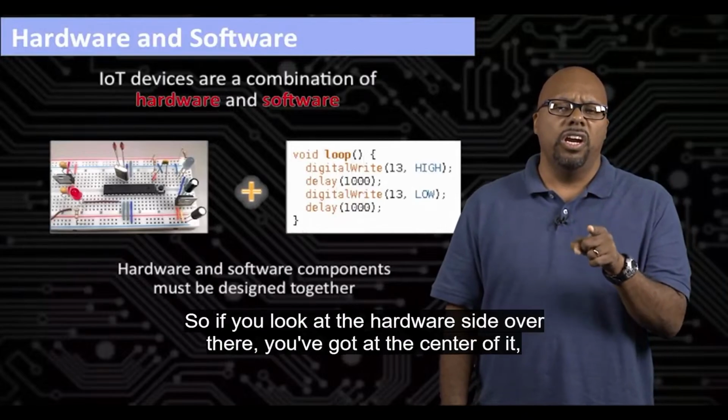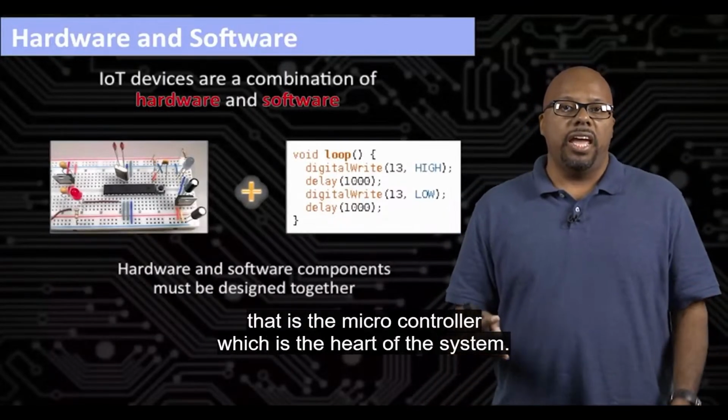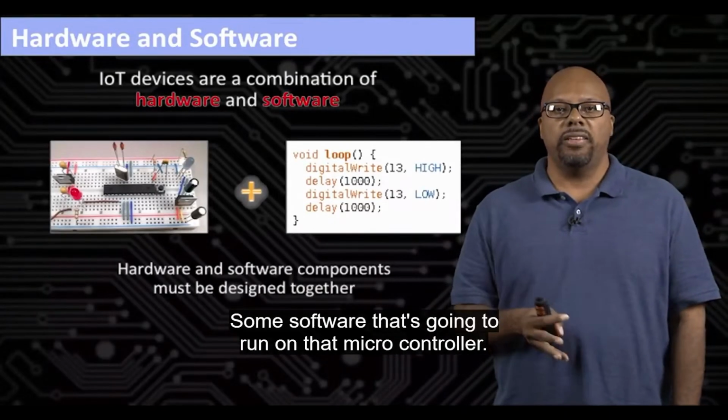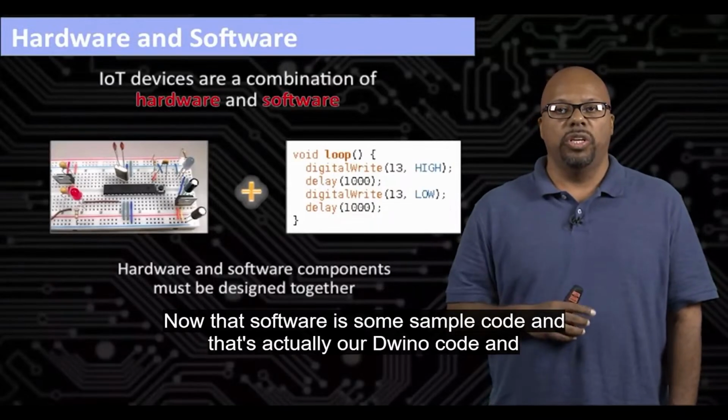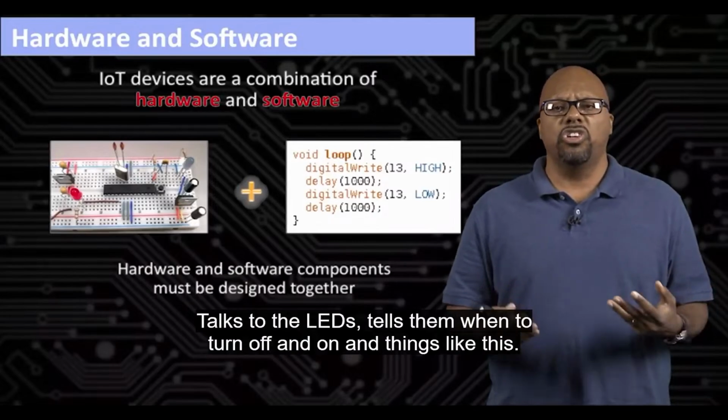So if you look at the hardware side over there, at the center of it there's this microcontroller, that big black chip dead in the center. That is a microcontroller, which is the heart of the system. And that microcontroller executes code. So there's got to be some code, some software, which we can see on the other side of the picture, some software that's going to run on that microcontroller. Now that software is some sample code, and that's actually Arduino code, and we'll get to that later. But there's got to be some software running on that microcontroller that talks to all the different components, talks to the LEDs, tells them when to turn off and on, and things like this.